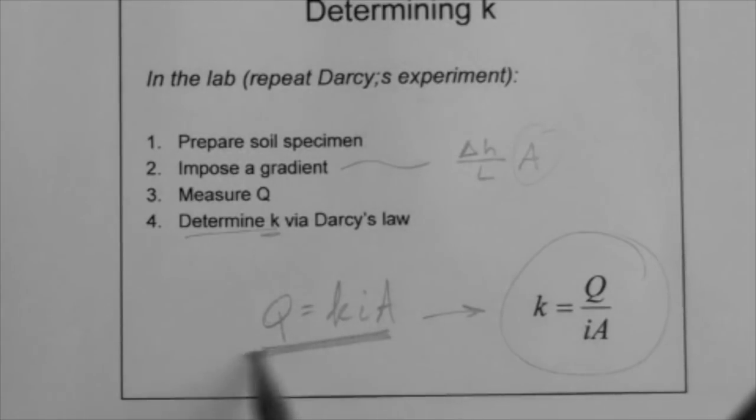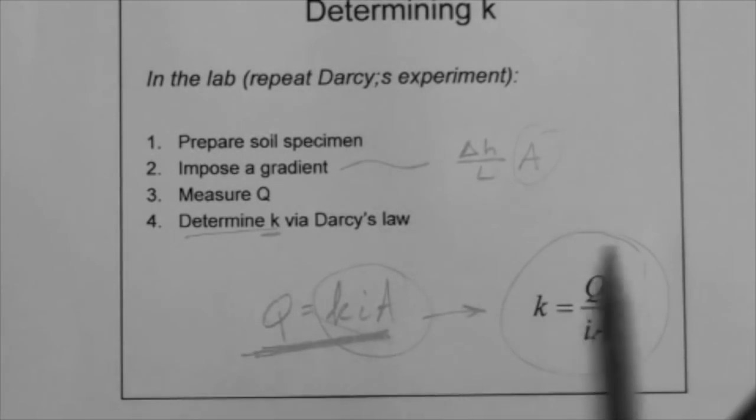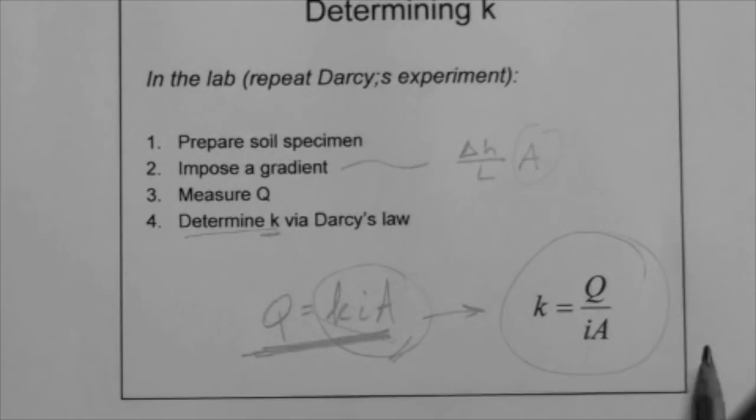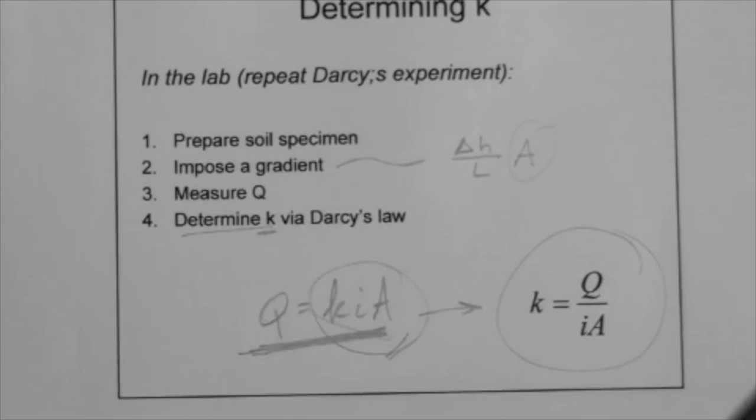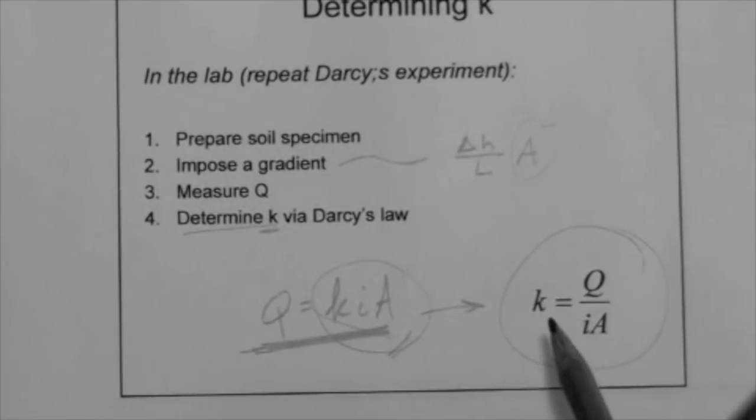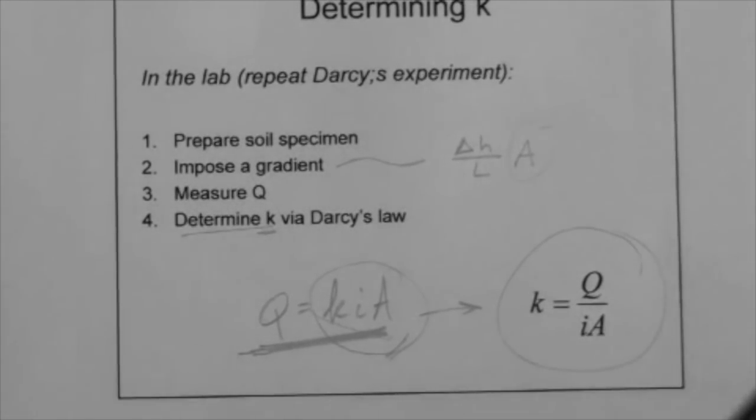You need to memorize this equation. Very simple. This is the car. Remember the car? Kia? Well, Q is equal to the car, Kia. You will never forget it. Okay? That's kind of an easy way to memorize it. So this is the way that we determine K.